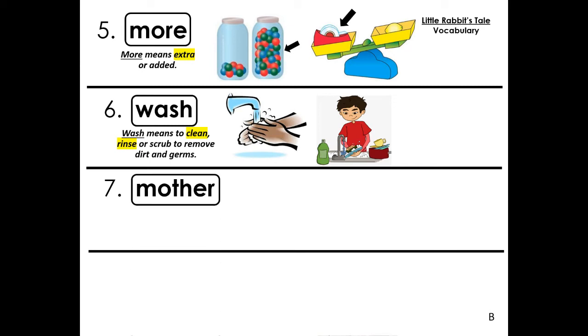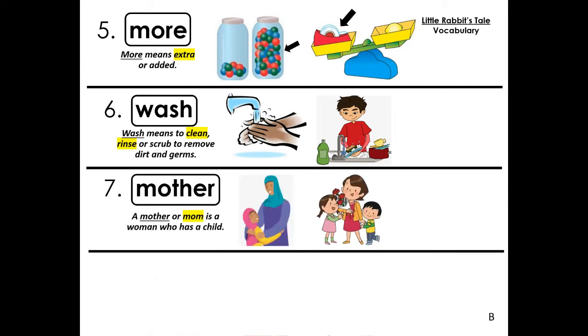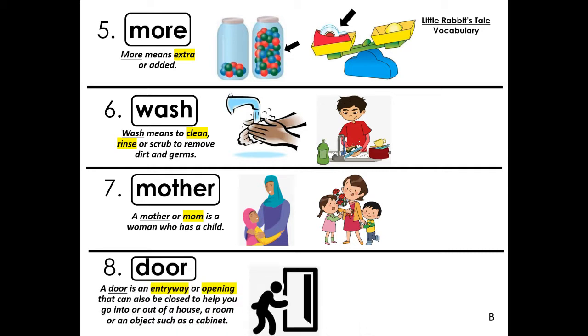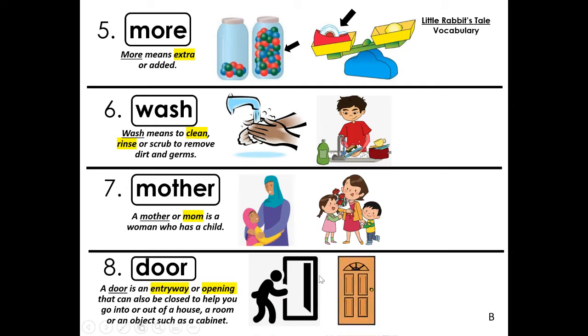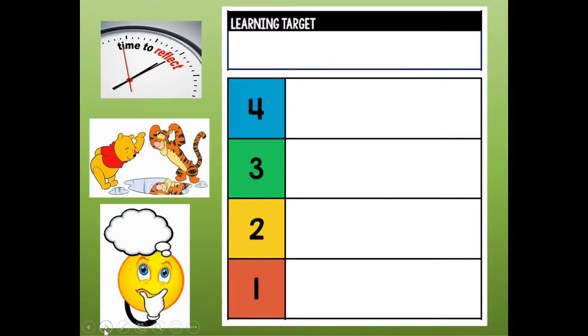Number seven, mother. A mother or mom is a woman who has a child. Number eight, door. A door is an entryway or opening that can be closed to help you go into or out of a house, a room, or an object such as a cabinet. So more, wash, mother, and door.